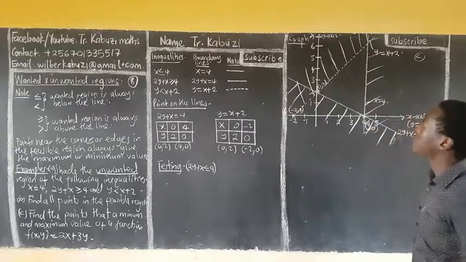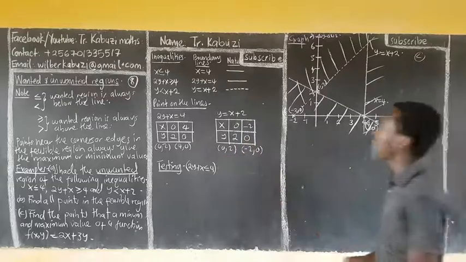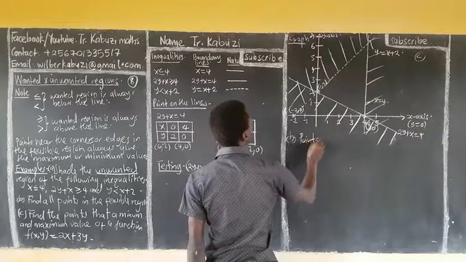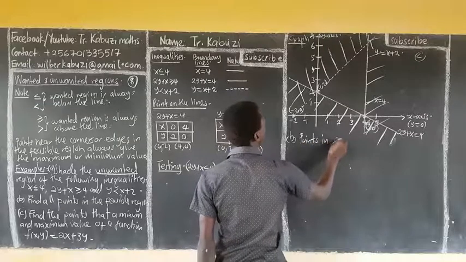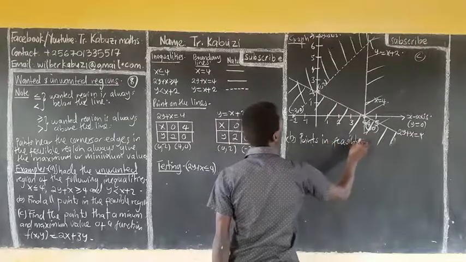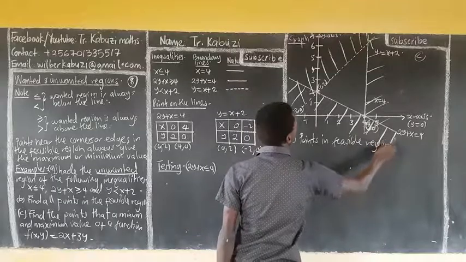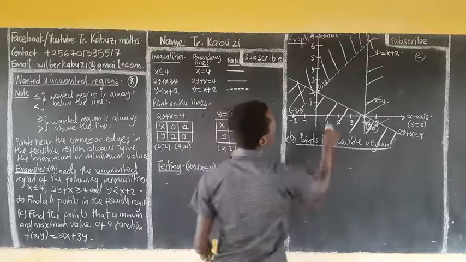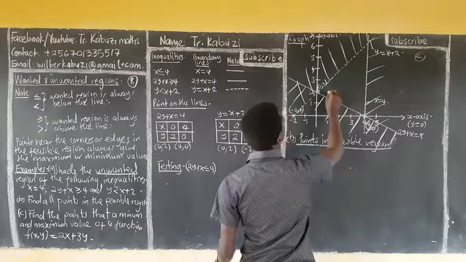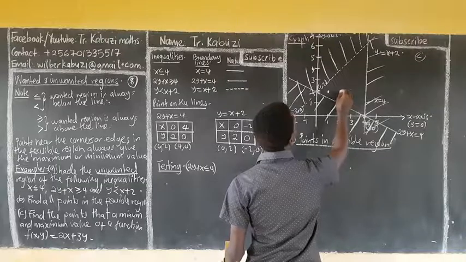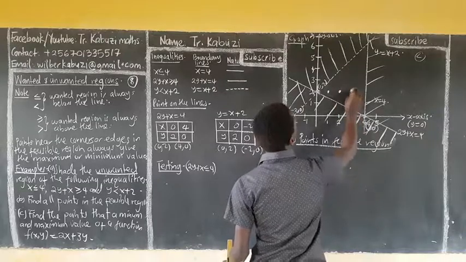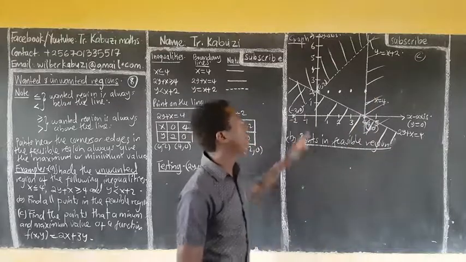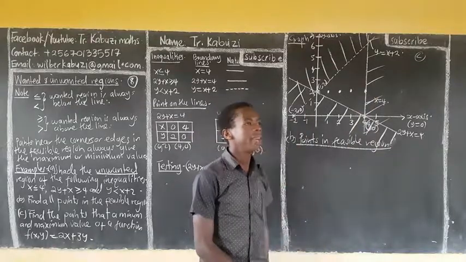Now after doing that, you come to part B. You want now points in the physical region. So what are these points? You just pick. We have 1, 2, we have 2, 2, we have 3, 2, we have 4, 2. We consider the points on the line too.